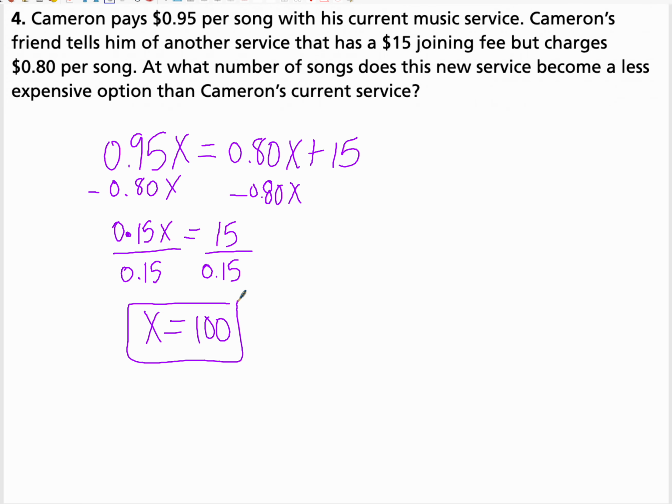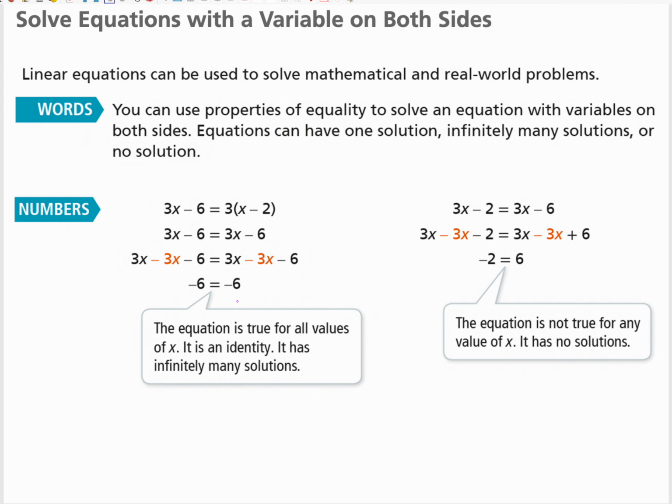Okay, last slide here is just the wrap up. Gives you a couple of examples. If you end up with both sides equal to each other, then that's an identity with infinite solutions. If you end up with the two sides not equal to each other, then that is no solution.